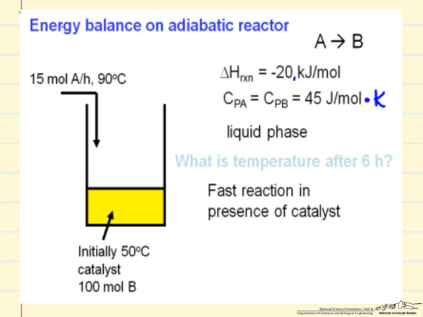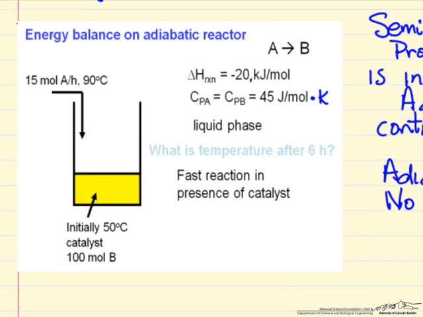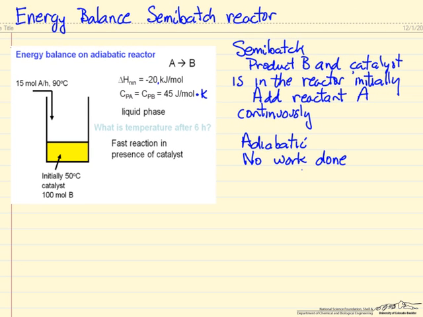We're adding a hotter material, and then we have an exothermic reaction take place. Because we're interested in the energy balance and not studying kinetics in this example, we'll assume the reaction is very fast, so that essentially as soon as A enters the reactor, it reacts.